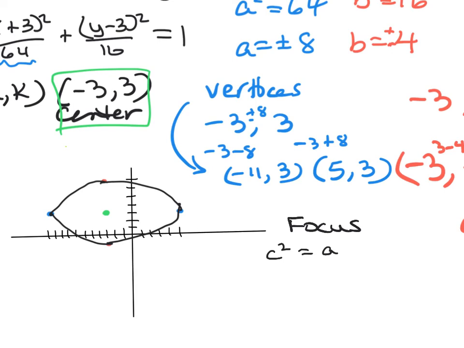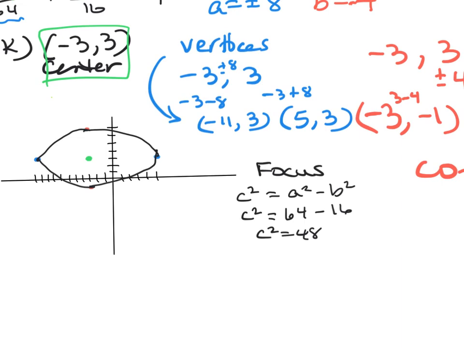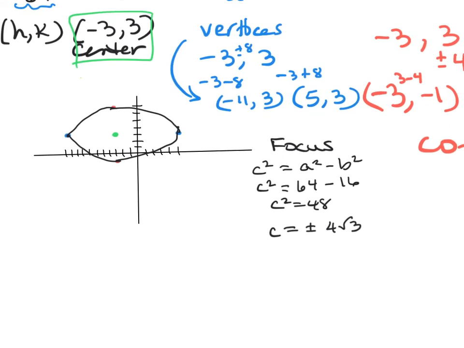I now need to calculate the focus. c squared equals a squared minus b squared. a squared is 64, b squared is 16. c squared equals 48. Again, we already broke this one down, so plus and minus 4 root 3. Now, I need to turn it into ordered pairs. Again, I'm working with my center. Remember, the focus is always on the major axis. My major axis was x, so I'm going to be adding 4 root 3 and subtracting 4 root 3 to the x of my center.